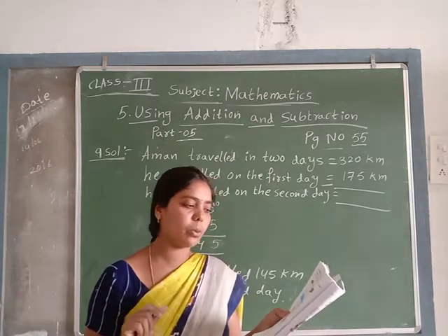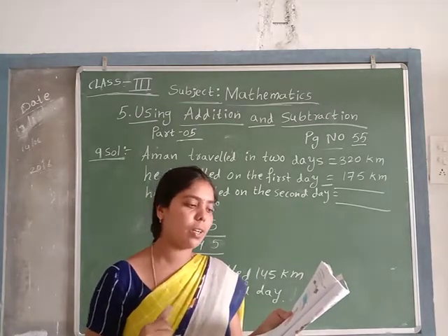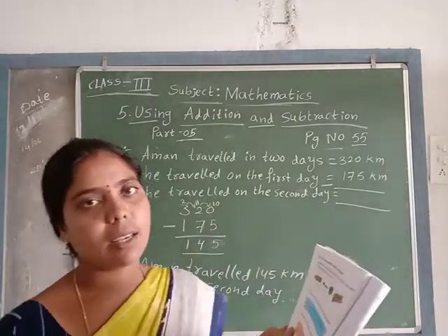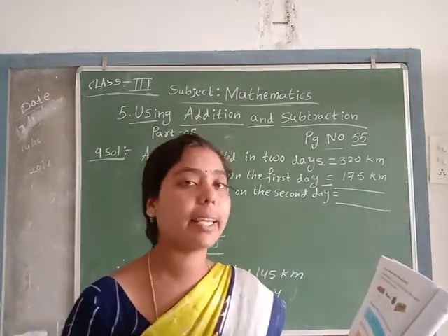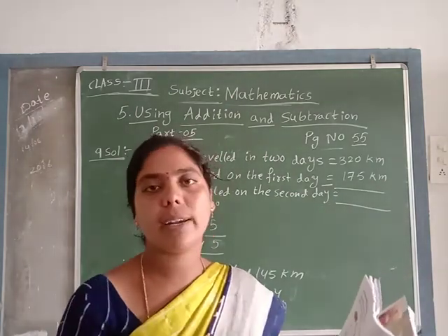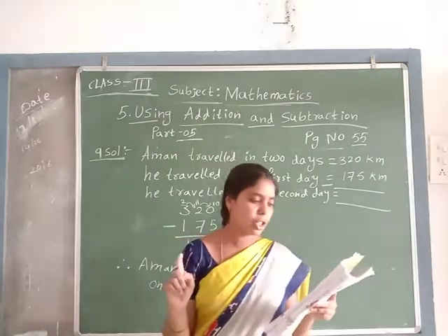The cost of a toothbrush is 17 rupees. The cost of a toothpaste is 25 rupees. What is the total cost? Now here, make a question. Given some articles, you prepare a question. Understand, children, you prepare the question.